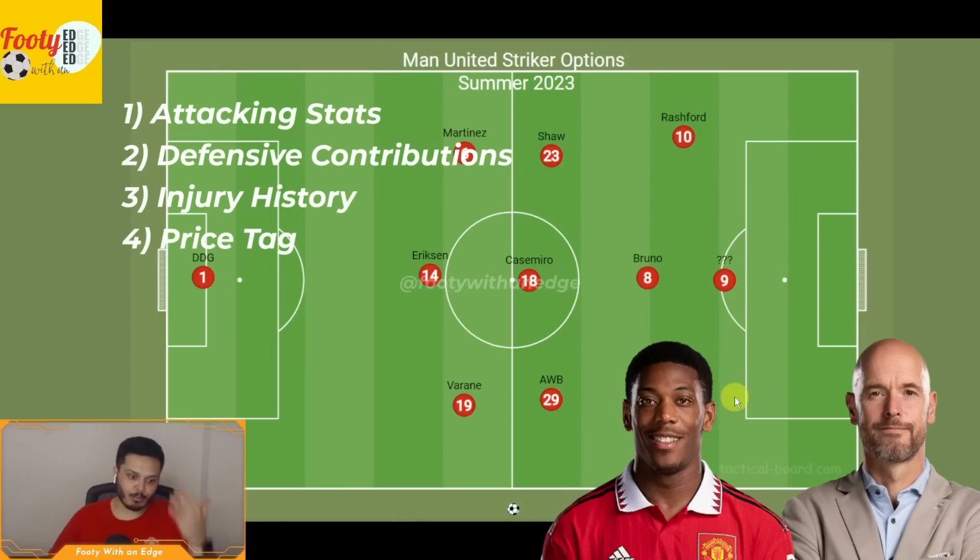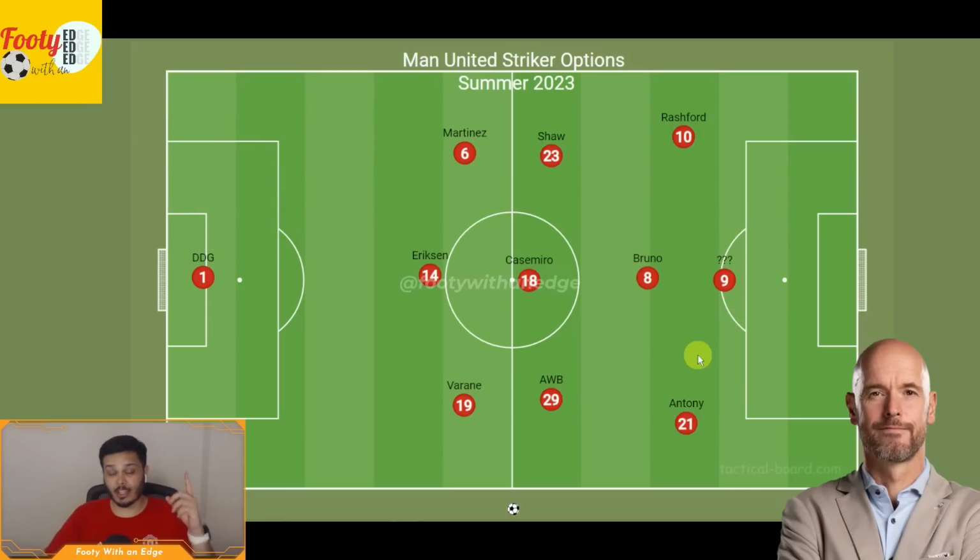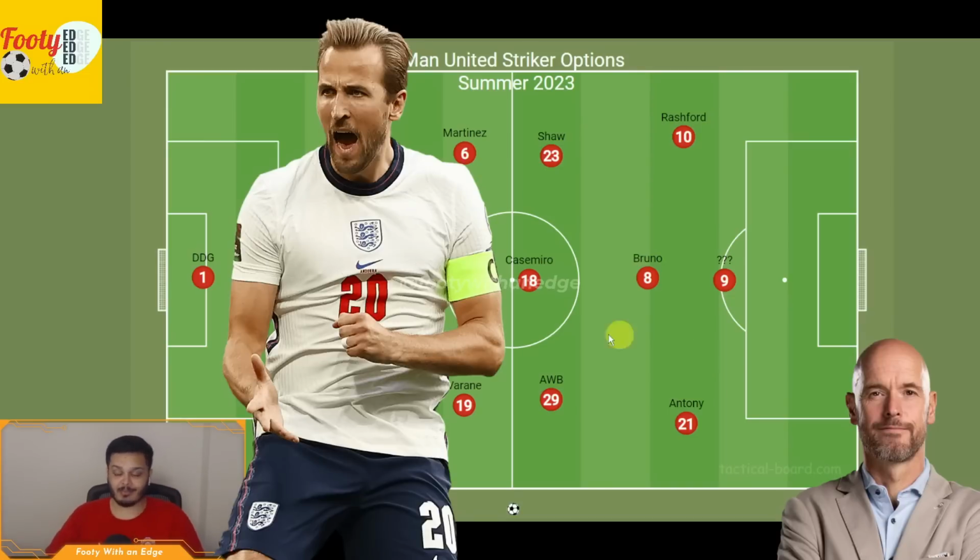Number 4 is the price tag, because United are notoriously bad at overpaying for players that are linked to us, and as fans that care about this club, we're tired of watching the Glazers waste money on crap players and then say, oh, we've spent a lot of money. So let's get straight into it, starting with the striker that most people probably want next season, outside of Osimhen, of course, in Kane.